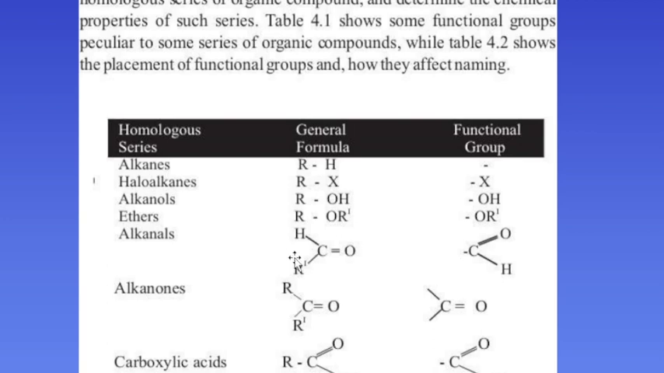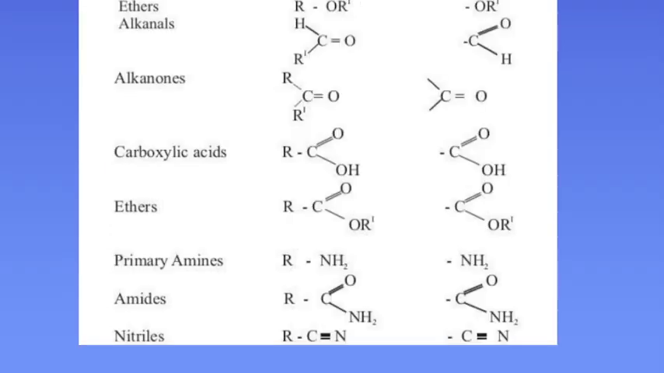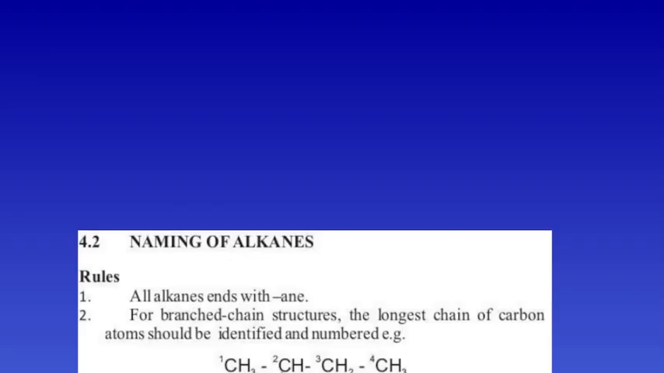So if we are to represent them, in this case, this one ends with attachment to hydrogen, while this one has a continuation to another alkyl group. The next one we are going to consider is the alkanoic acid, which possesses the carboxylic group as its functional group. Then we have your esters, which basically have the carboxylate group. Your amines have NH2. Your amides have NH2 attached to the carbonyl group. And then you have your nitriles, which have a triple bond between carbon and nitrogen.